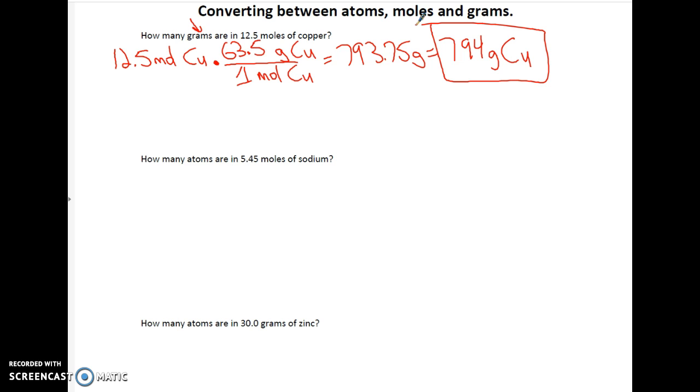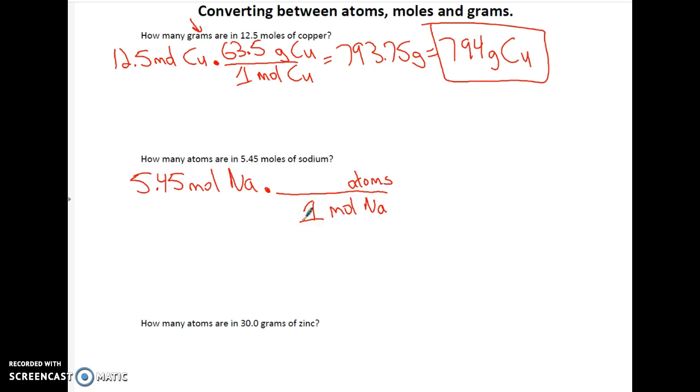For the next one down, how many atoms are in 5.45 moles of sodium? So I'm not talking grams here. So since grams doesn't come up in this problem, we're going to have to do it a little different. 5.45 moles of sodium. And again, whatever units you start off with, they go on the bottom. So moles of sodium. Now what we're converting to is atoms. Well, just like we did in this first problem, the number 1 always goes with moles, and we have to set up an equality here.